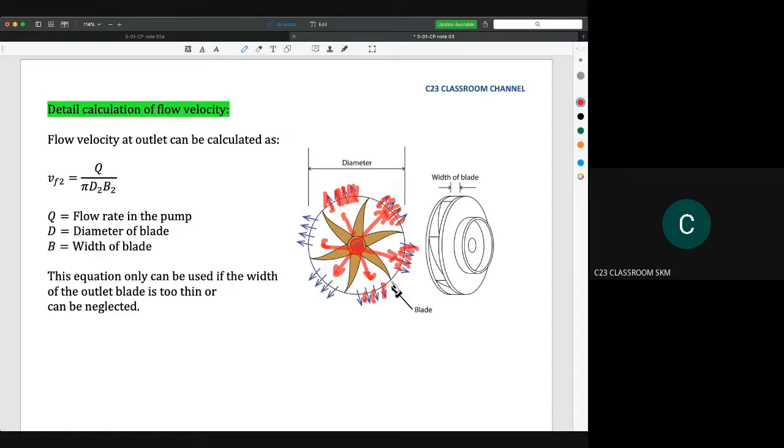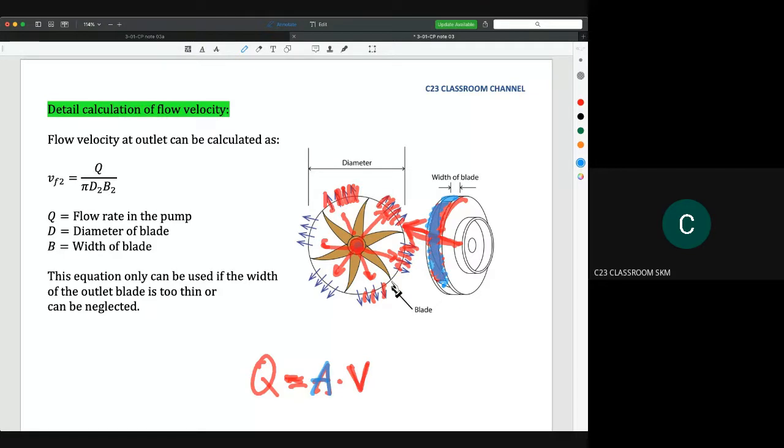So if you want to see the 3D pictures, this is the impeller, and the water will come out at this hole. So that means the velocity is like this. The idea of Q equals A times V. So the V here is this velocity, and the A here is actually the cross-sectional area.